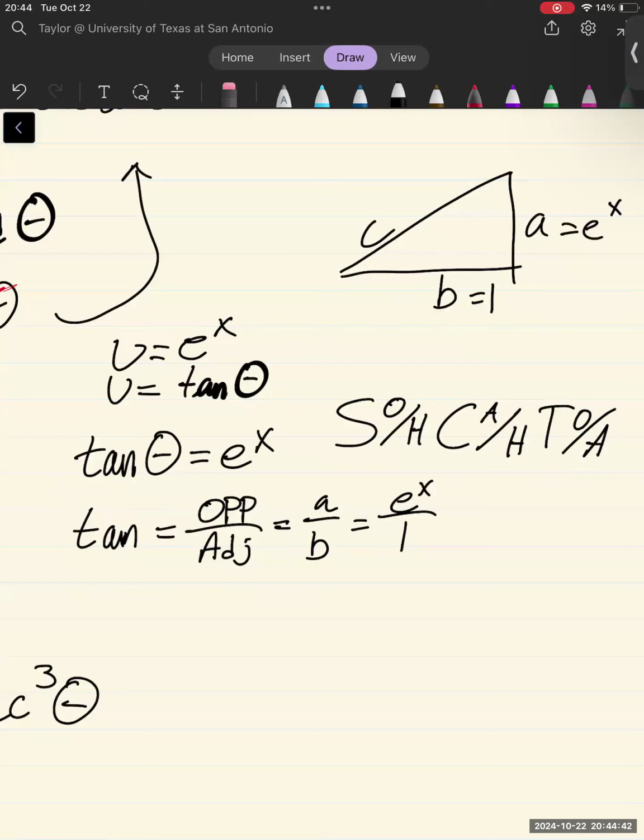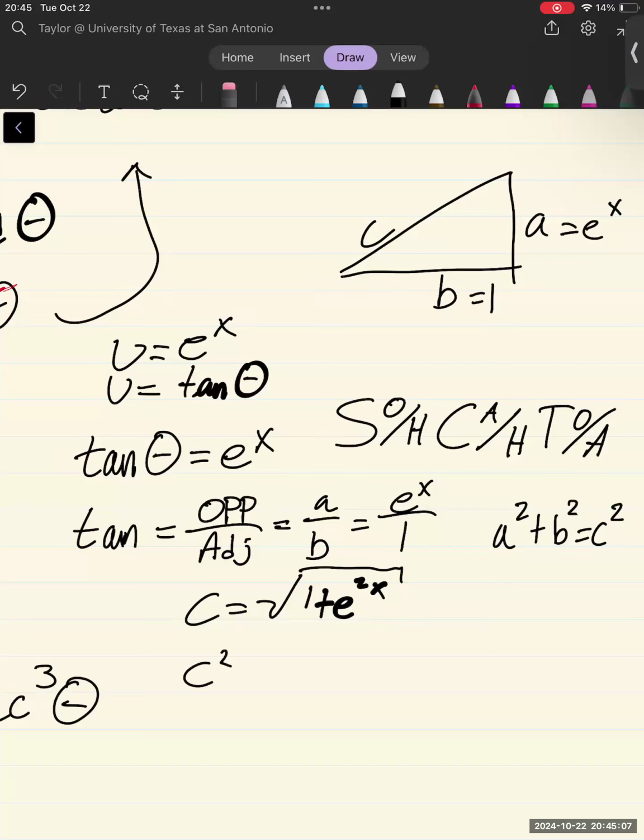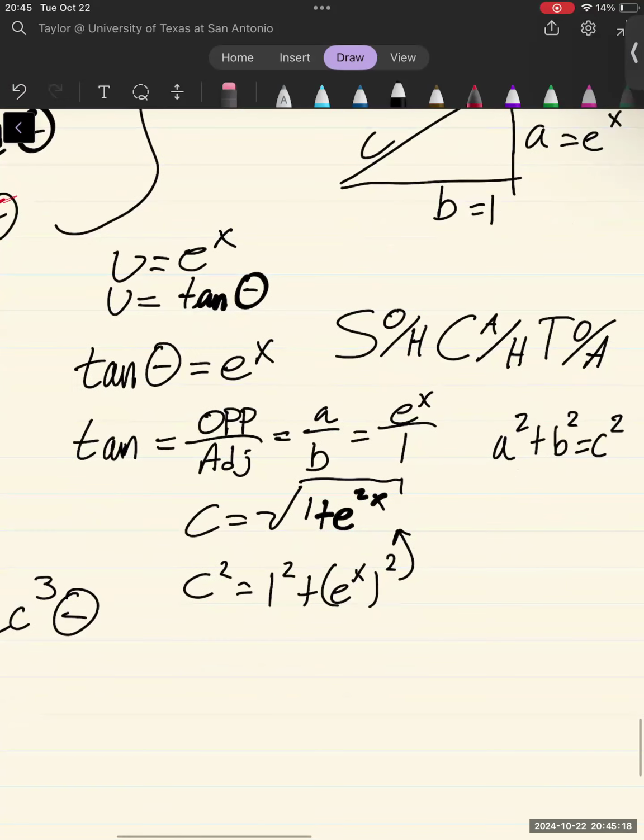So Pythagorean theorem gives me C equals the square root of 1 plus e to the 2x. Right? Pythagorean theorem is a squared plus b squared equals c squared. And so c squared is 1 squared plus e to the x squared. I take the square root, gets me here. Okay, nice. So now we have our reference triangle.